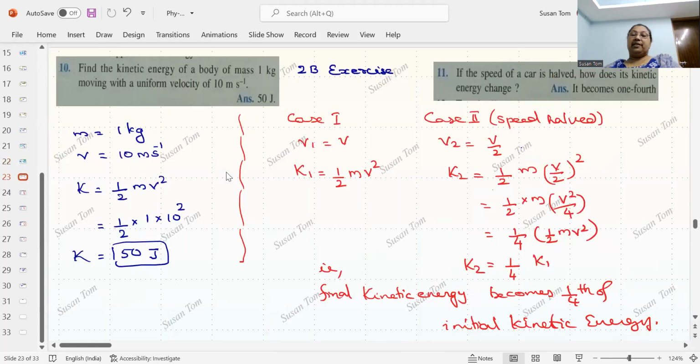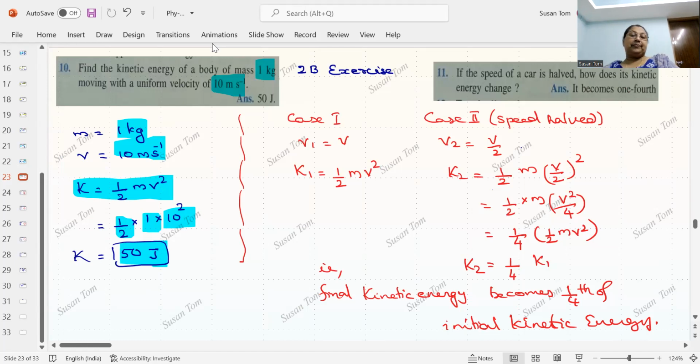Yeah, some amount of energy is lost. Next, we enter into kinetic energy. Find the kinetic energy of a body of mass 1 kg moving with a uniform velocity of 10 meters per second. Direct substitution, mass, velocity. K is equal to half mv square, half into 1 into 10 square, 50 joules.